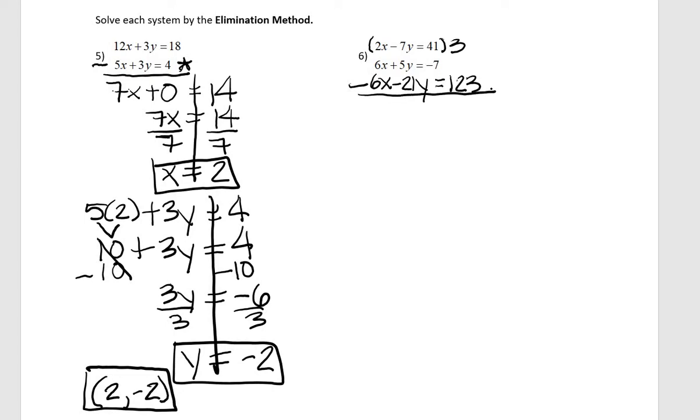And I know that I have to subtract because if I added 6x plus 6x, I would get 12x. That's not eliminating anything. Whereas if I do 6x minus 6x, that is 0, which eliminates the x. Next, I'm going to do 5 minus negative 21. 5 minus negative 21 is actually positive 26y. And once again, use your calculator if you feel uncomfortable with that type of calculation in your head. Next, I'm going to do negative 7 minus 123, which is negative 130.